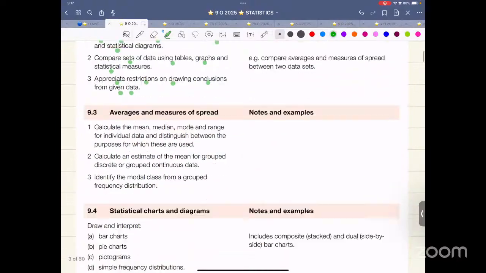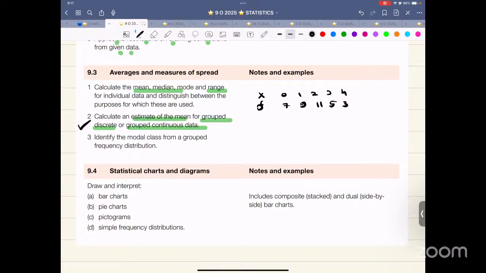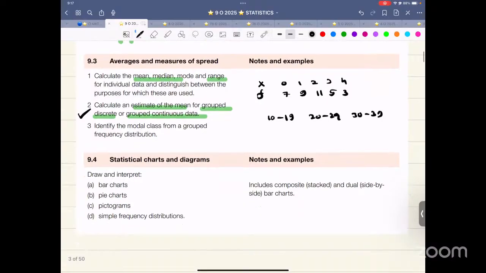Yes, one other thing, the scatter diagram. I think I did not mention that over there. Mean, median, mode, range, the difference between the highest and the lowest value. Estimate for the mean, for grouped discrete or grouped continuous data, what does it mean? When we have values like 0, 1, 2, 3, 4 and corresponding frequencies 7, 9, 11, 5 and 3, this is called discrete grouped data. And grouped continuous data would be something like 10 to 19, 20 to 29, 30 to 39, and then the corresponding frequencies are given.